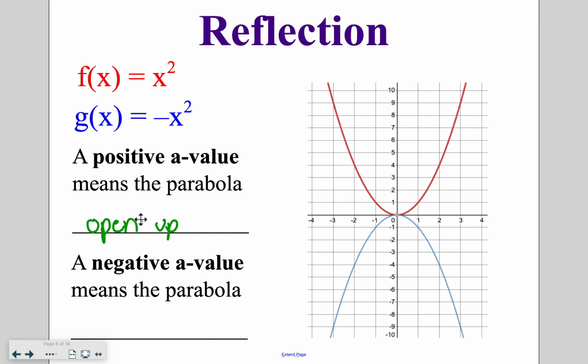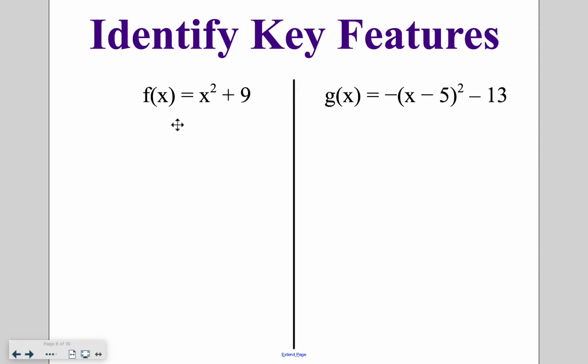So the parabola opens up when it is positive. It opens down when it is negative. So the direction going up or going down depends on the very first value in the equation. If it is positive, then it is opening up. If it is negative, then it is opening down. So we're going to start by just identifying these key features.